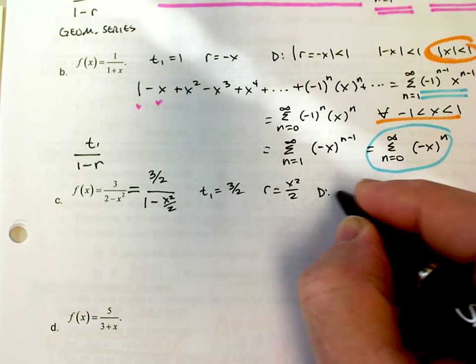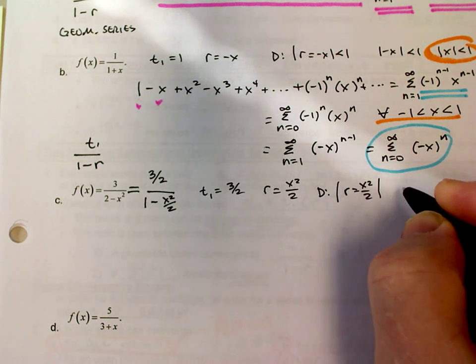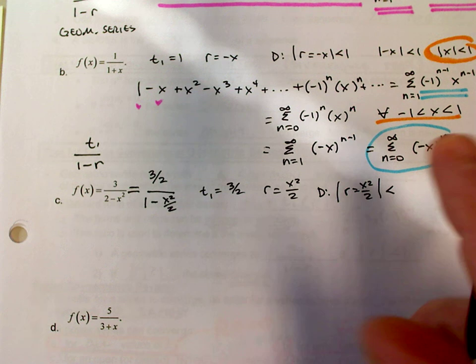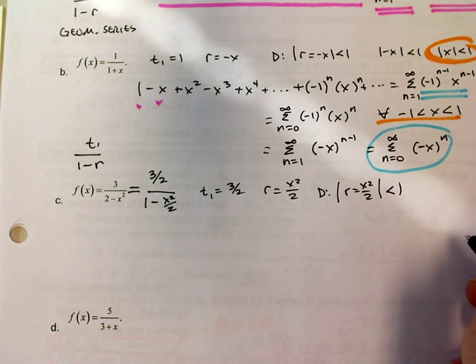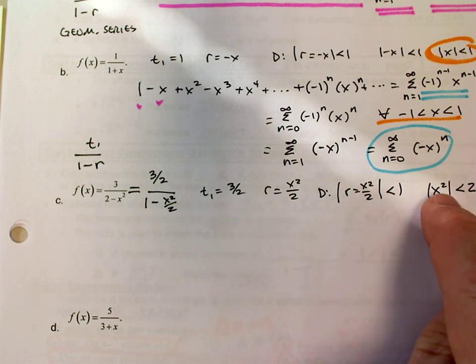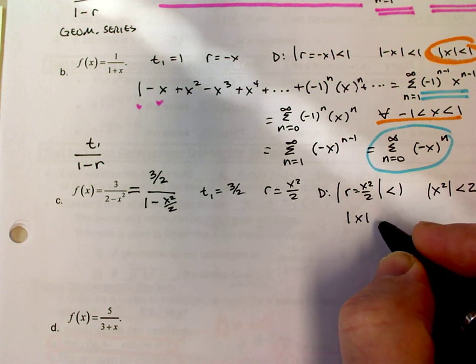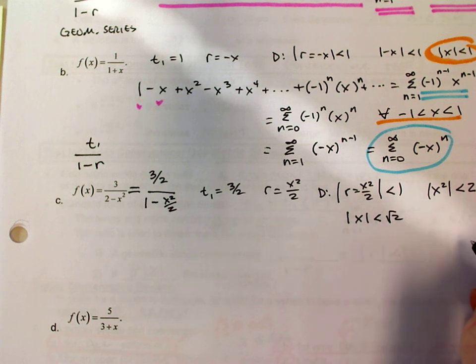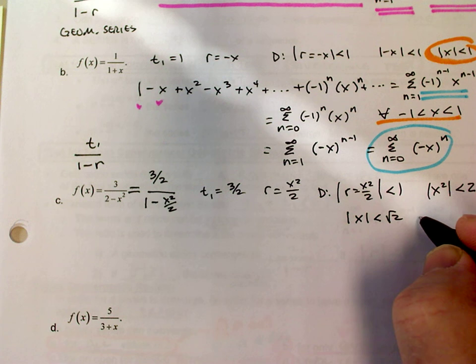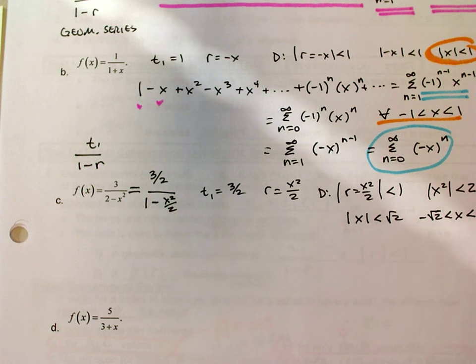So let's check our domain to find our interval of convergence. This will only converge when that common ratio is less than 1, or the absolute value of x squared is less than 2. To get this to an x, I need to square root this, and then the absolute value of x is less than the square root of 2. Or we can write it as negative square root of 2 is less than x, which is less than the square root of 2.